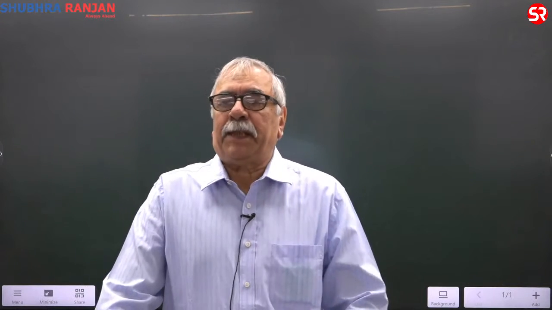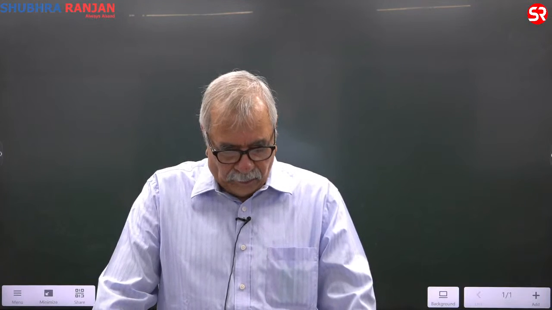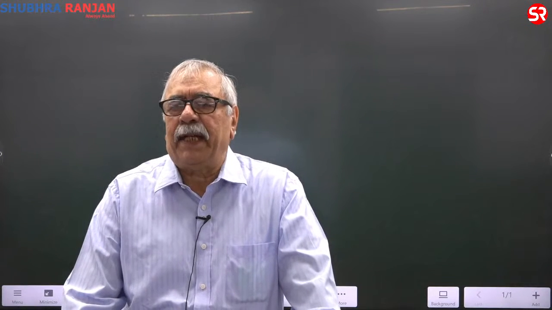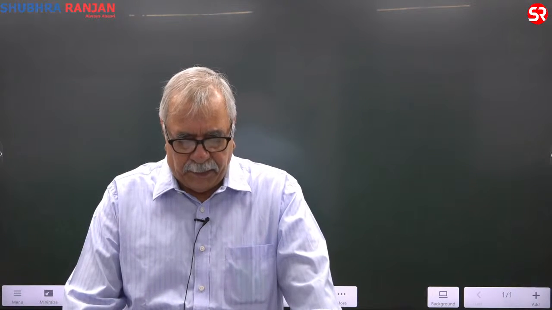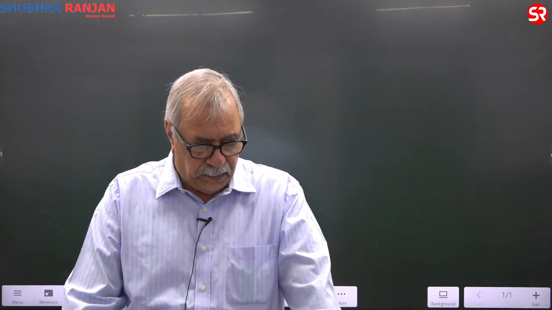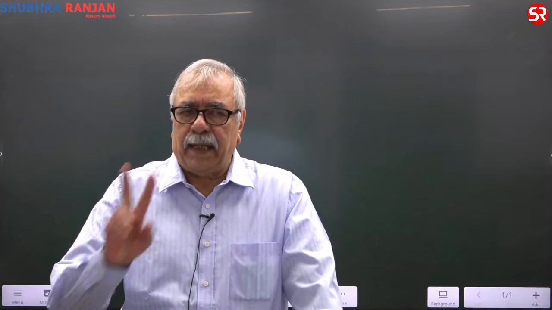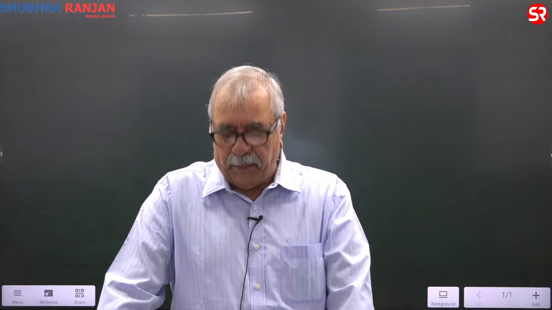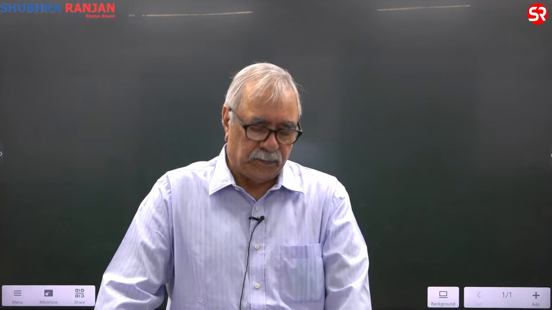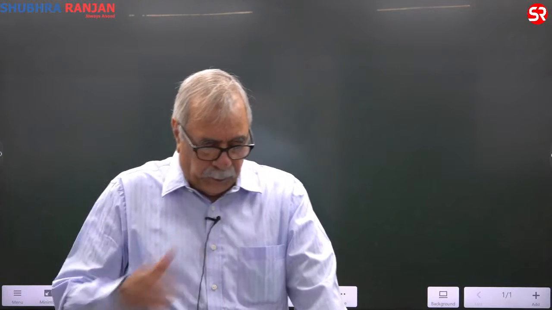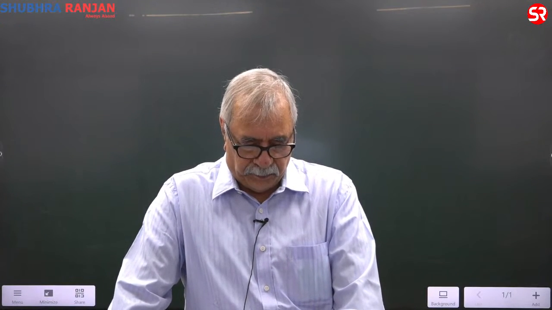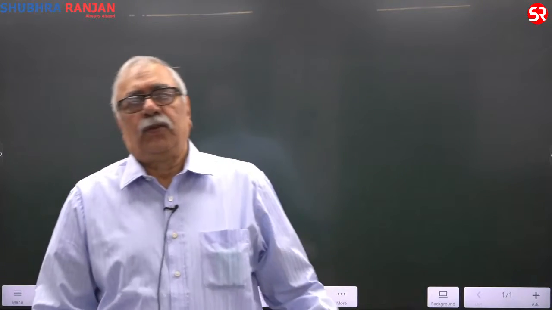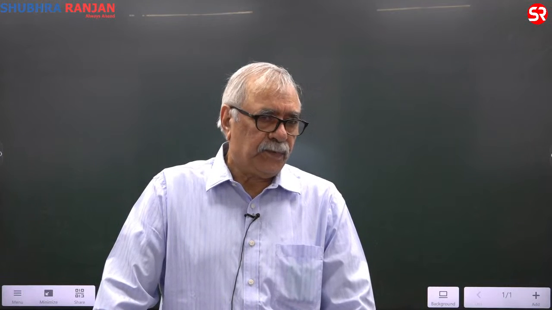Then, topic specific reading. Now, paper 2 has been divided into three parts, part A, part B, part C. In part A, there are 2 units. In part B, there are 6 units. And in part C, there are 7 units. So, unit 1 of part A. This is about different approaches to the study of Indian society.